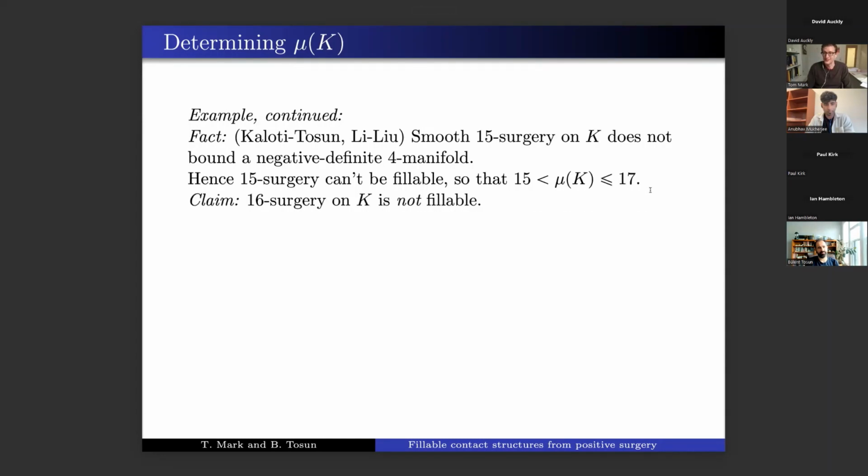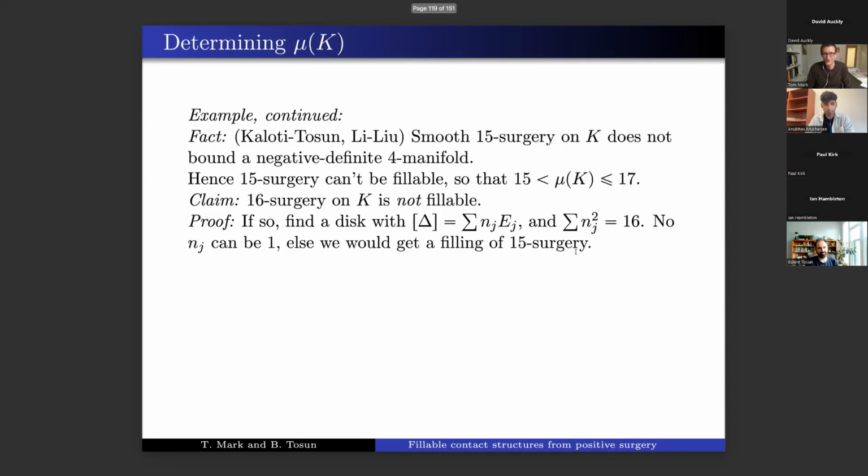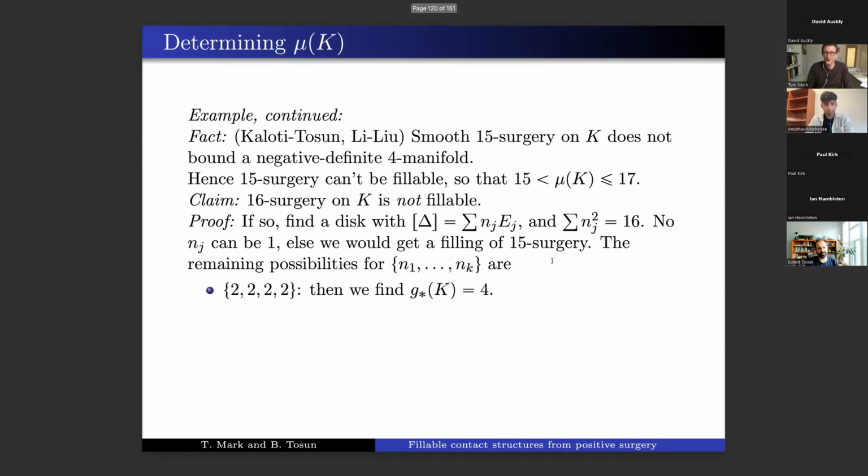Well, so I claim you can't fill 16 surgery. So what's the game? You do the same thing. Suppose you have a disk that's going to give you a filling of 16 surgery. So the sum of the squares is 16. Again, one of the coefficients can't be 1 because you could blow it down and get a filling of 15 surgery, and there ain't one. So what else can you have? The sum of the squares is 16. You can either have four 2s, but you plug in the genus formula, that gives you genus 4, or you could have a single 4, that gives genus 6. So nope, it doesn't work. So that means you can't have 16 surgery fillable at all.